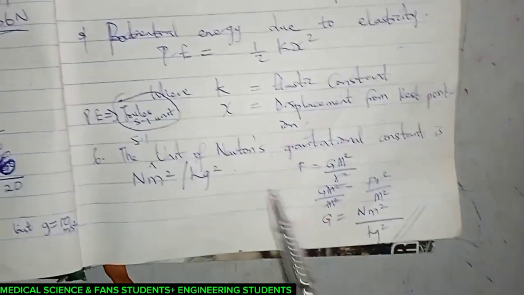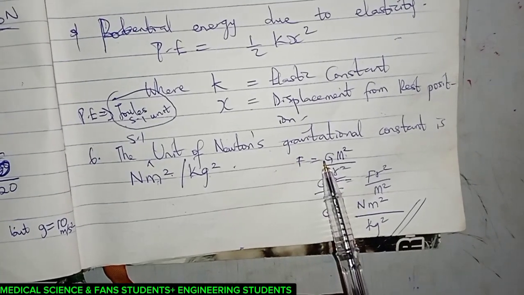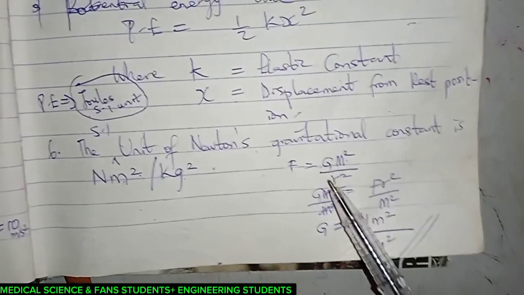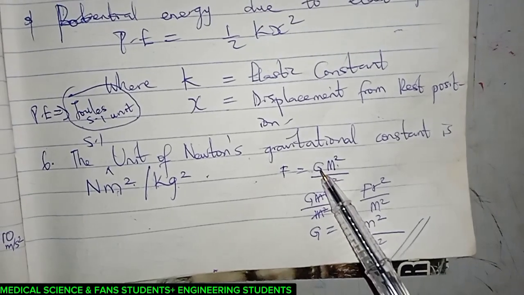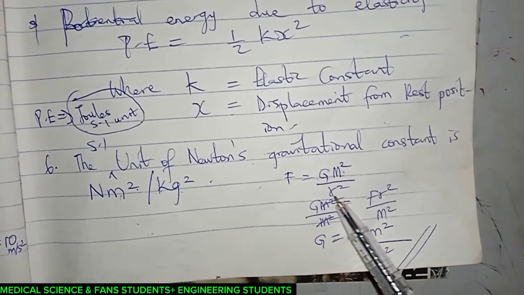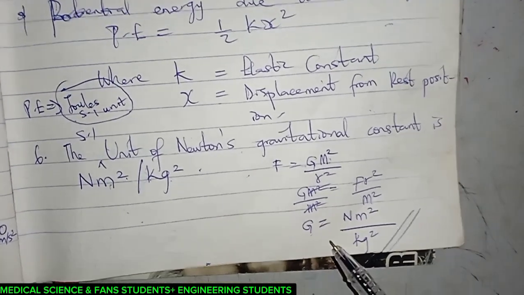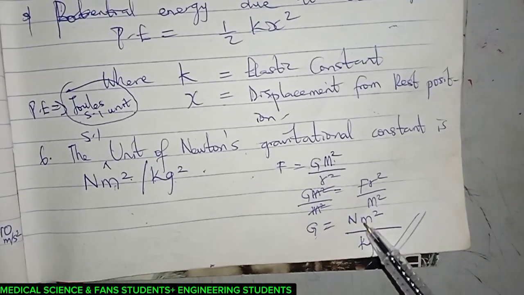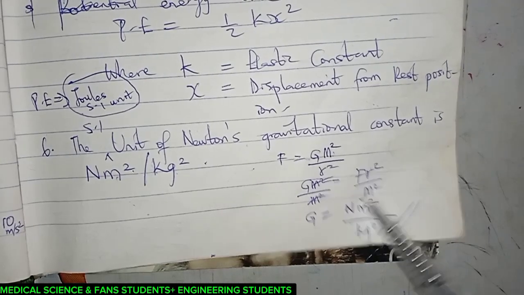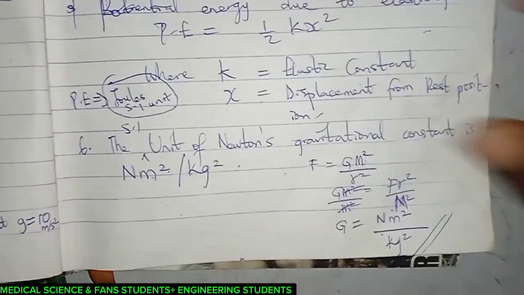So the answer, the unit of Newton's gravitational constant, is Newton meter squared per kg, because we know that Newton stated that the force of gravity is given by a gravitational constant times the mass of the body and the mass of the earth, all over distance squared, that is radius squared. So by the time you make G the subject of the formula, you see that you have force times radius squared all over mass squared, which is Newton meter squared over kilogram squared. That gives us the answer.